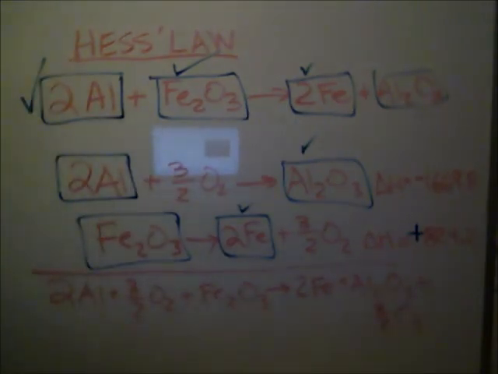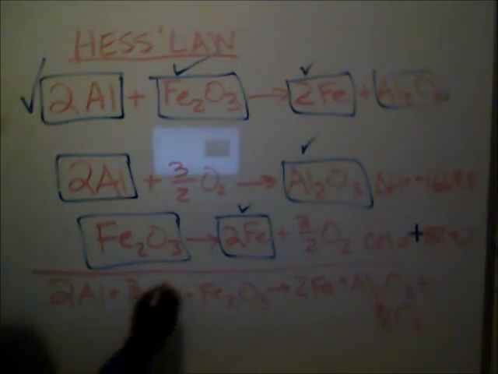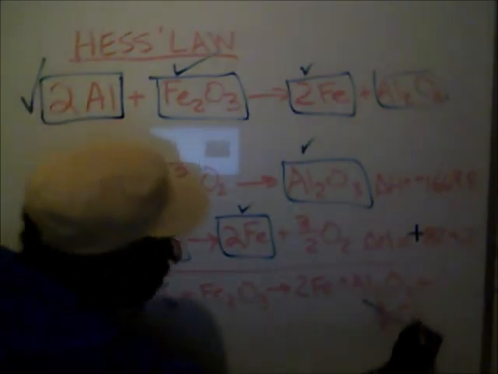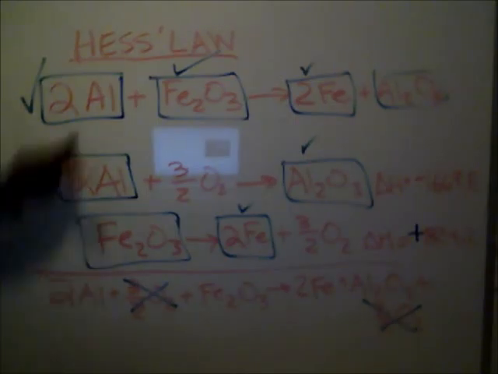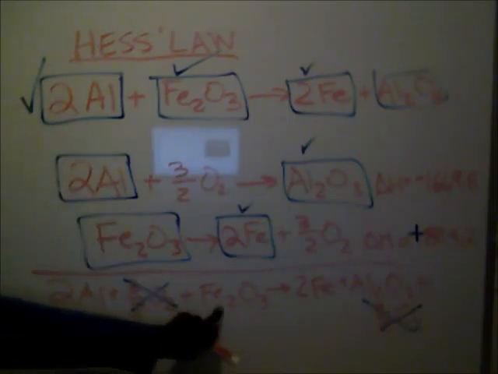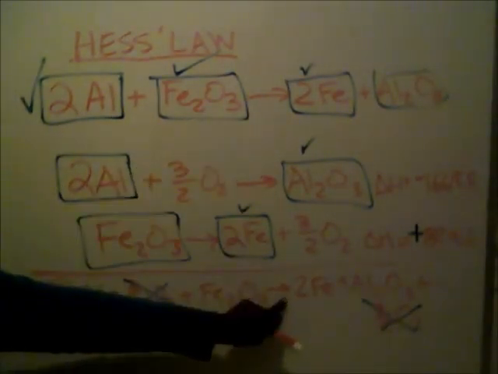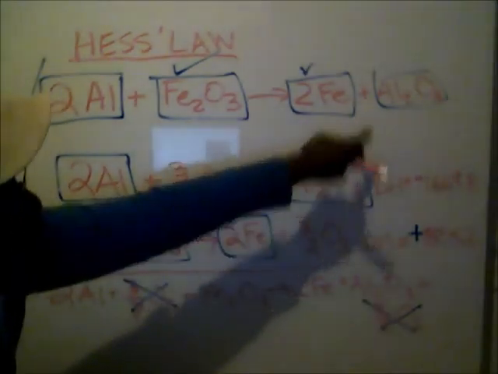Okay, so one thing that we'll notice, a lot of things are going to be able to cancel. So 3 halves oxygen, this is the same on this side as it is on this side, so we can cross them out. And that's actually it. That's the only thing that crosses out. So we're left with 2Al, which is what we wanted, plus Fe2O3, which is what we have here, goes to 2Fe, which is exactly what we needed, plus Al2O3.